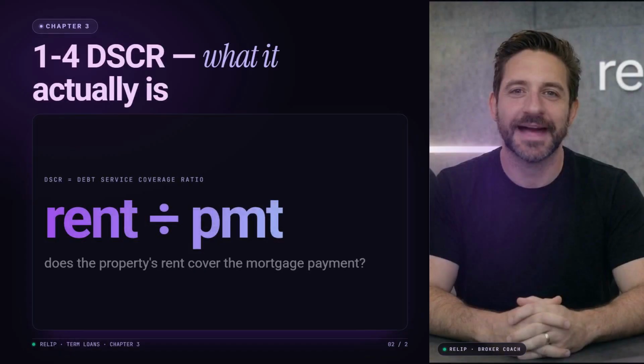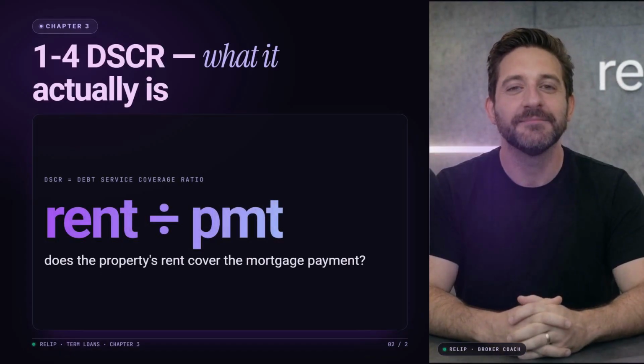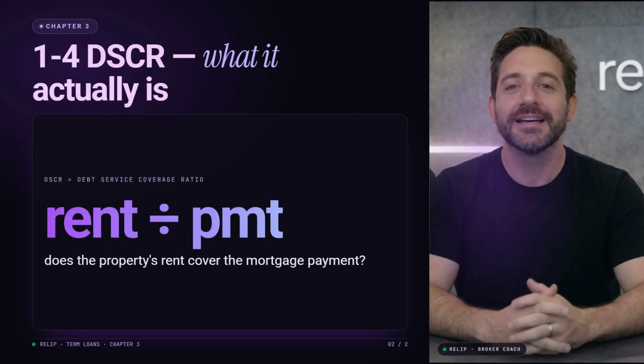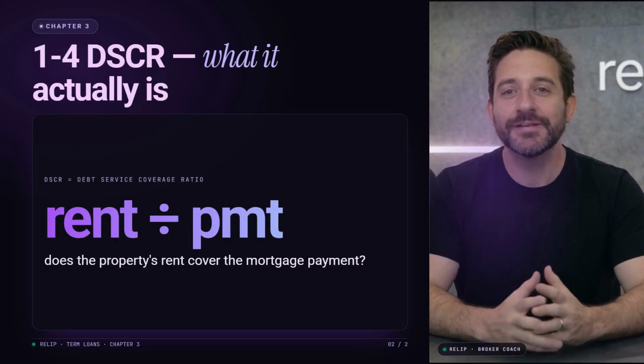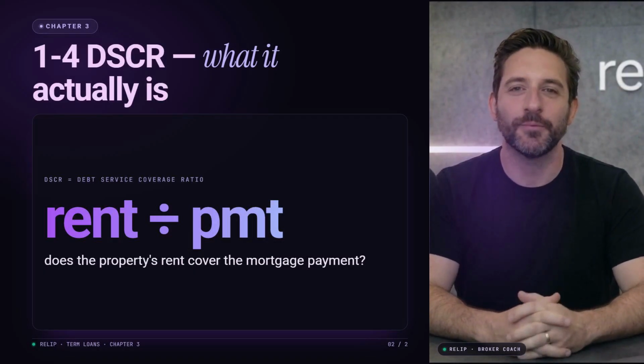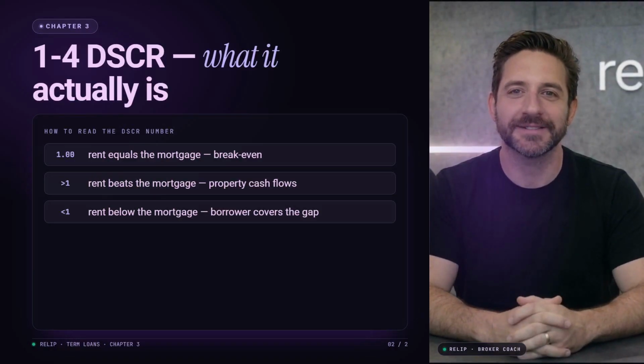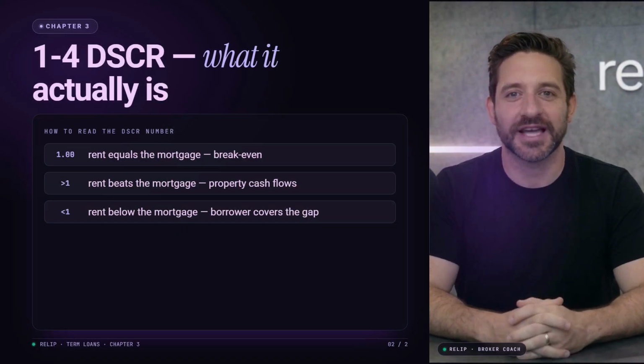Let's walk through each program now, starting with 1 to 4 DSCR because it's the one you'll use most often. Remember, DSCR is the ratio that tells us whether the property's rent covers the mortgage payment. If rent equals mortgage, the DSCR is 1.0. If rent is higher than mortgage, the DSCR is above 1 and the property cash flows on its own. If rent is lower, the DSCR is below 1 and the borrower has to chip in every month from their own pocket. Here's how the pricer calculates it.